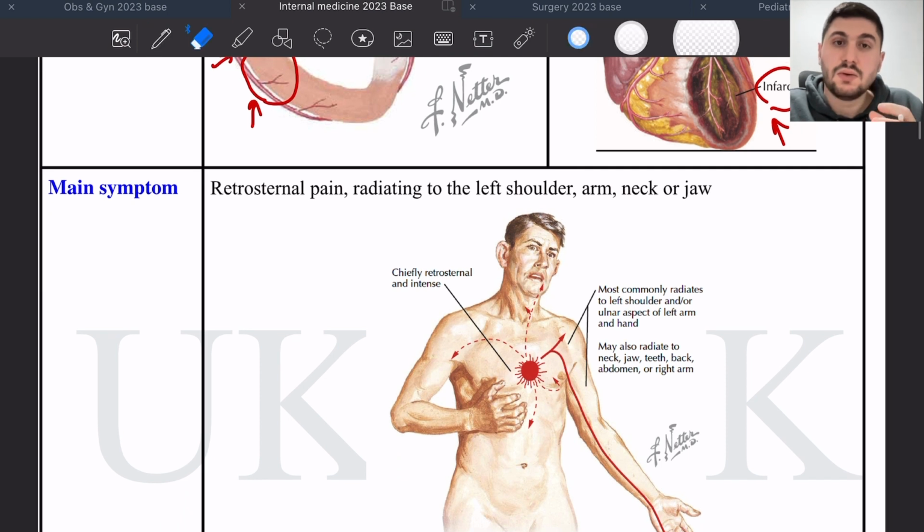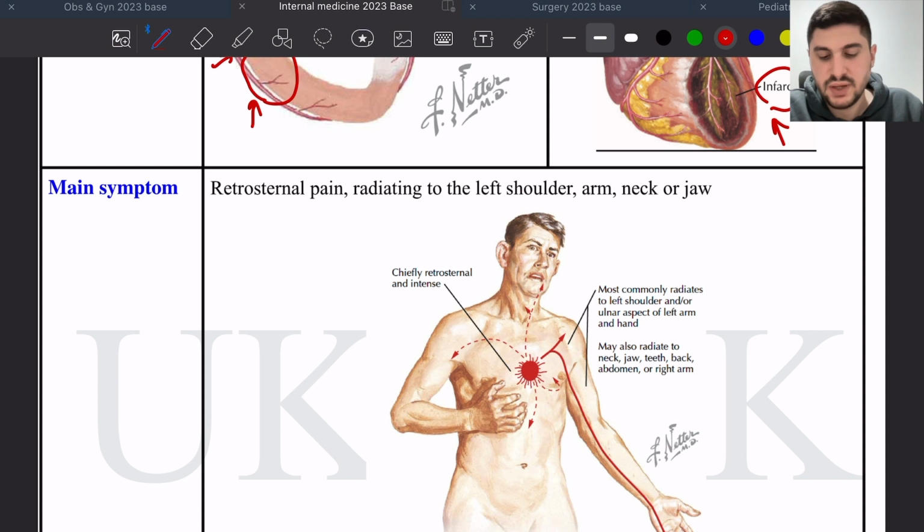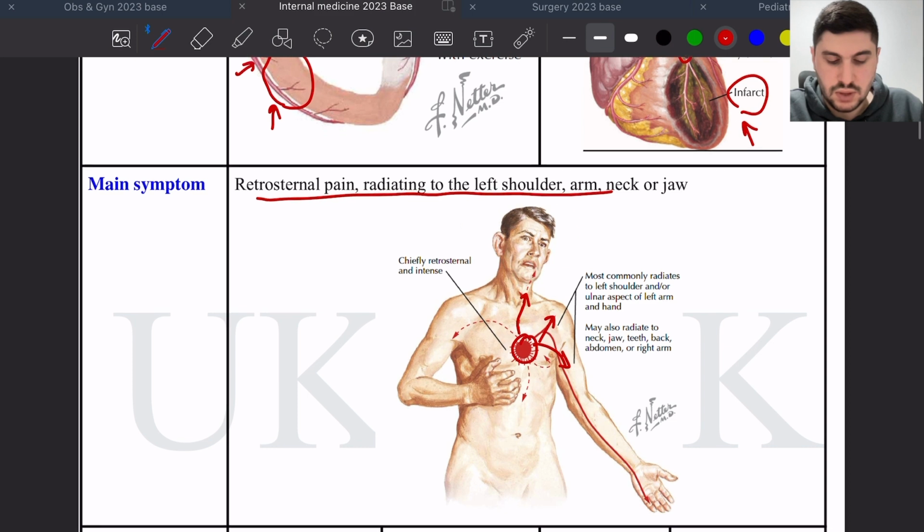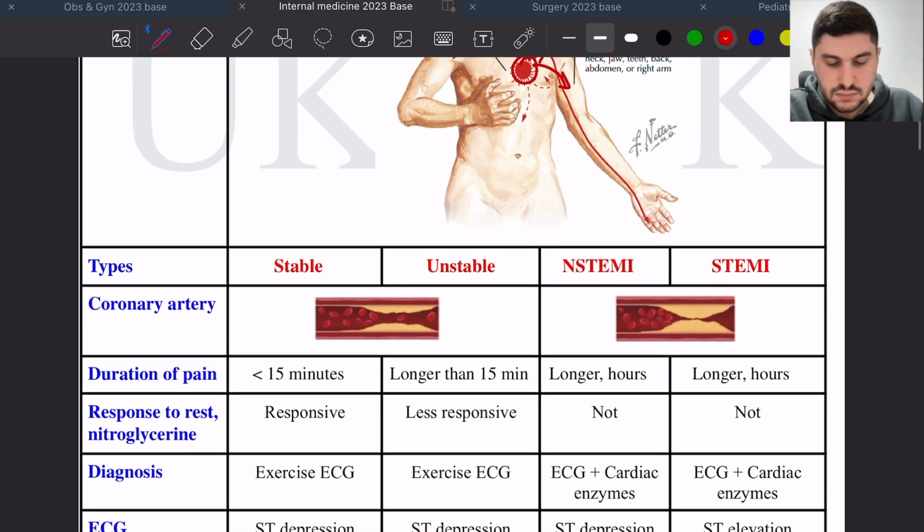As a result, all of them will have chest pain, whether angina pectoris or myocardial infarction. Chest pain, retrosternal, can radiate to the left jaw, left arm, left shoulder, and so on. So the location of the pain cannot give you the answer, but the intensity and the character of the pain can make it easier to differentiate. All of them will have this retrosternal pain radiating to the left shoulder, arm, neck, or jaw. So what is the difference?